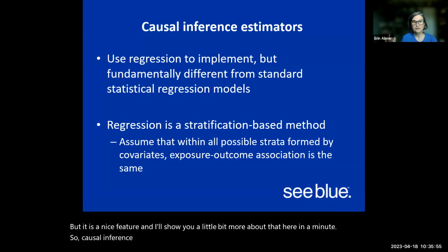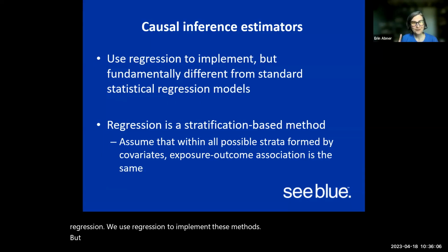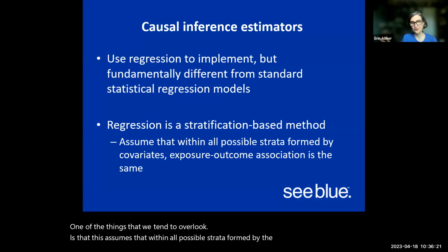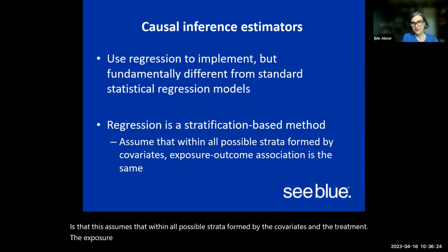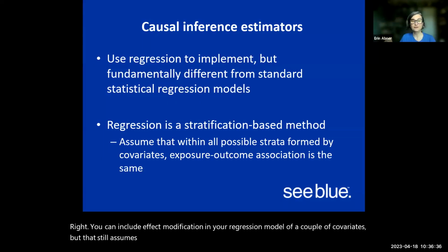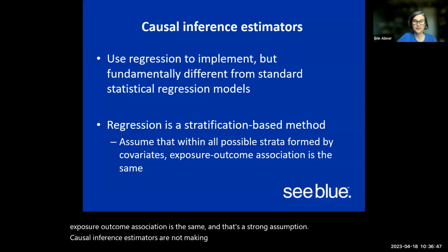So causal inference estimators are fundamentally different than standard statistical regression. We use regression to implement these methods, but regression is a stratification-based method. And one of the things that we tend to overlook is that this assumes that within all possible strata formed by the covariates and the treatment, the exposure outcome association is the same, right? You can include effect modification in your regression model of a couple of covariates, but that still assumes that within the levels of all of the other covariates that you have, the exposure outcome association is the same, and that's a strong assumption. Causal inference estimators are not making that assumption.